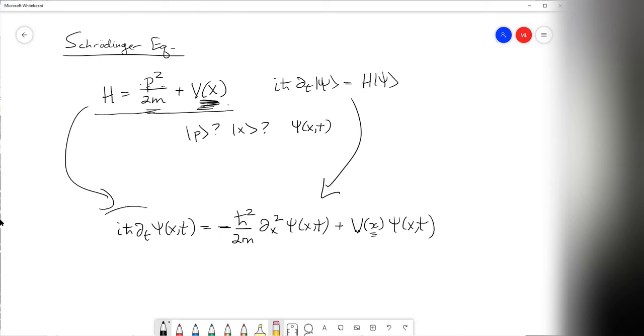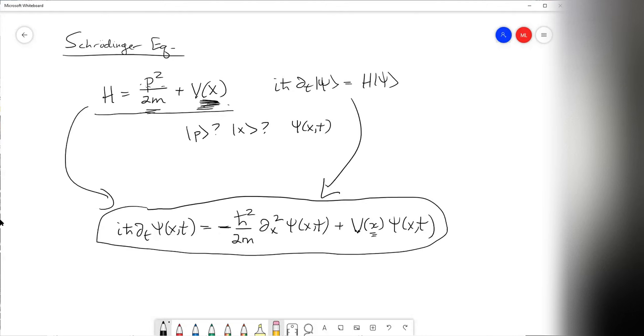And this is the Schrodinger equation you're used to seeing. But I prefer to think of it this way, and this is sort of independent of the representation, right? I can write it out this way, and then I can do all sorts of things. I can think about it this way in position representation.